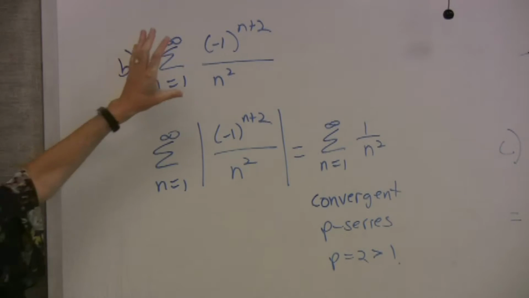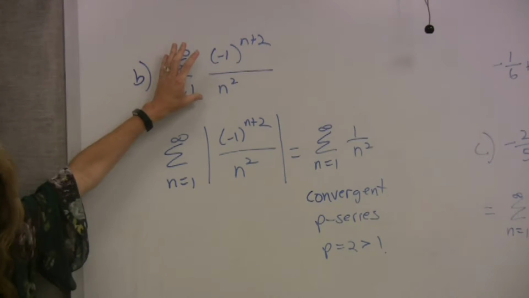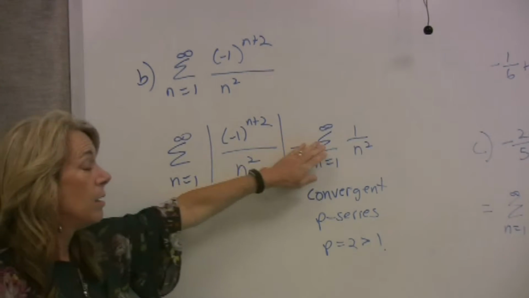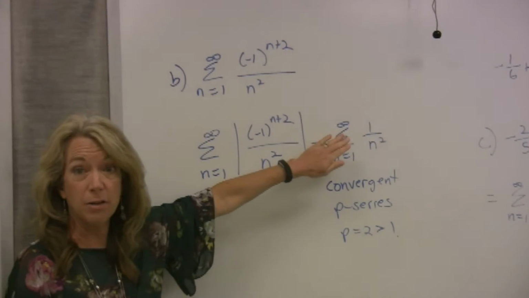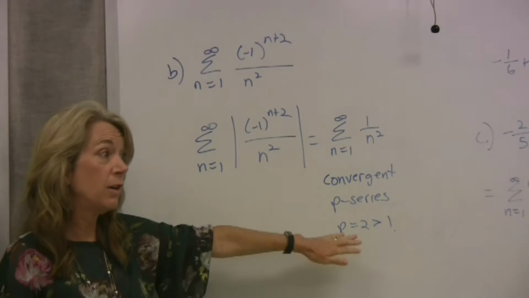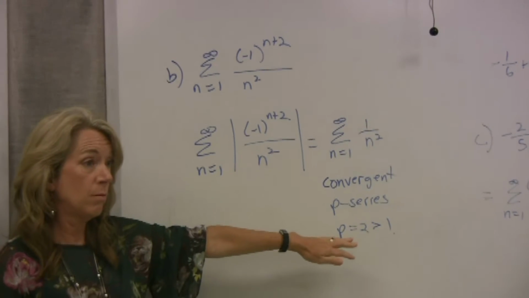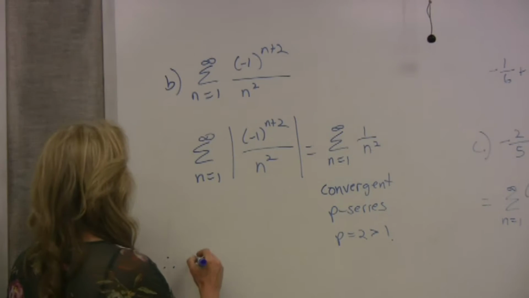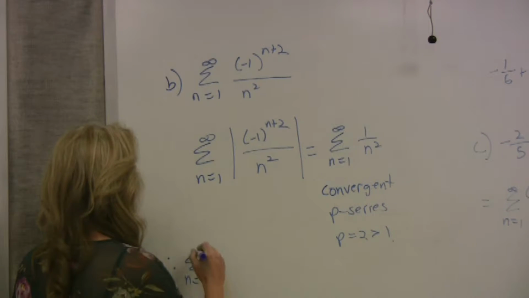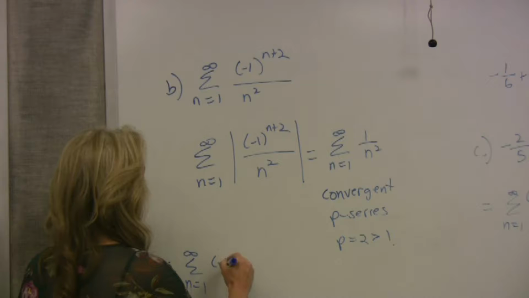So we took this alternating series, we turned it into a completely positive series. And what if it's not alternating? It would look like this if it wasn't alternating. And this series converged. So therefore, what do you say about the original series? Carlos said it earlier.